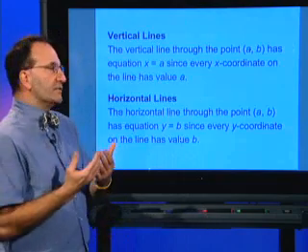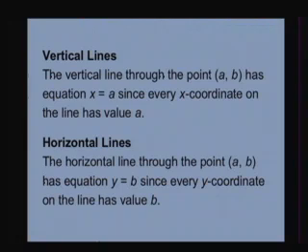Vertical lines are lines such that if you go through the point a comma b, it has the equation x equals a, since every x coordinate on the line has the same value a. Now for horizontal lines, if it goes through the point a comma b, it has the equation y equals b, since every y coordinate has the same value of b.